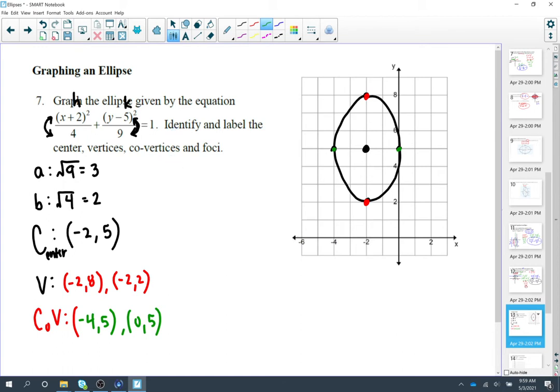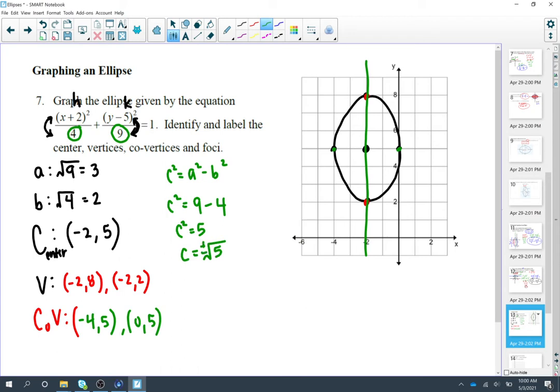The last thing we have to label is our foci. In order to find our foci, I know that those are on our major axis, and they're somewhere in there, which means I'm probably going to need our C value. Keep in mind, C squared equals A squared minus B squared. A squared we know is 9. B squared we know is 4. So C squared equals 5. So C is plus or minus the square root of 5.